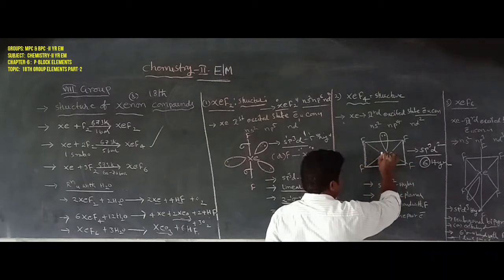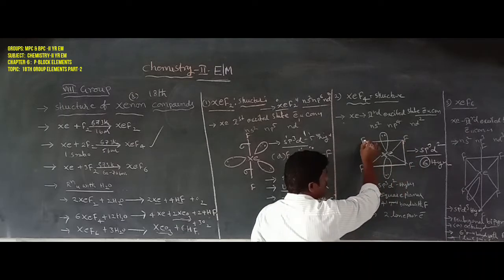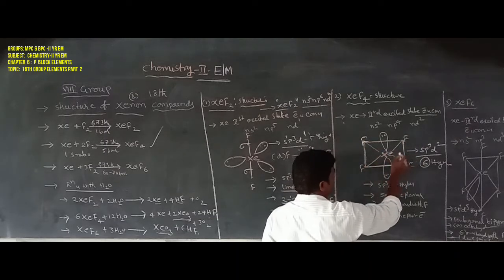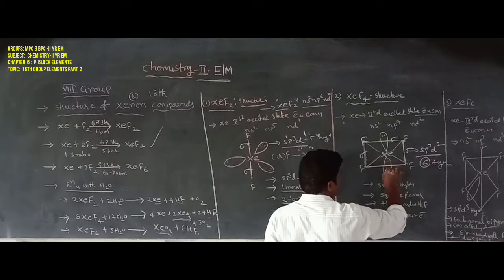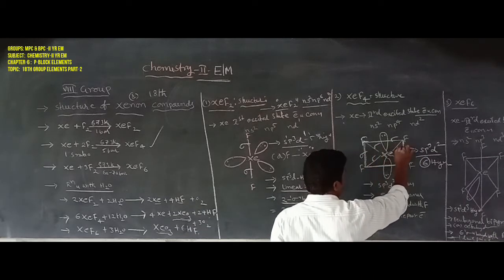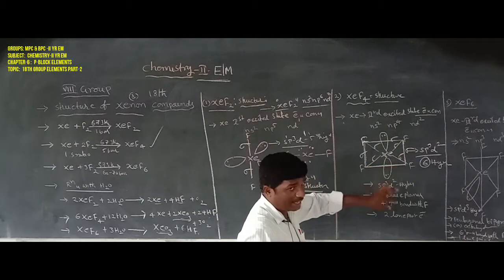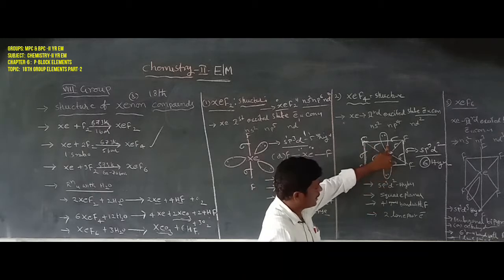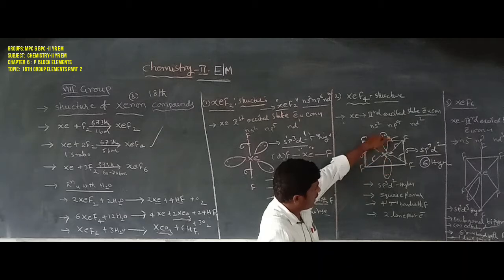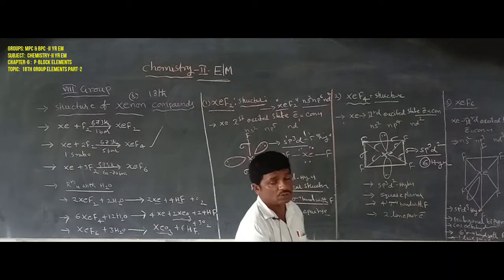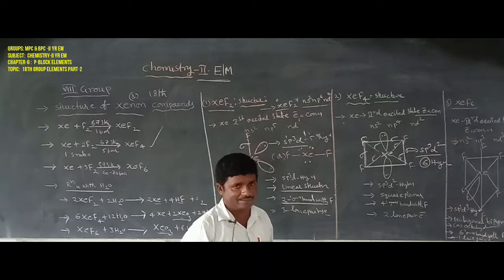The central metal atom xenon bonds with the 4 fluorine atoms: 1, 2, 3, 4. The 4 fluorine atoms form 4 sigma bonds, which are also known as bond pairs. So there are 4 sigma bonds and 2 lone pair electrons, forming the square planar structure. That is the xenon tetrafluoride structure.